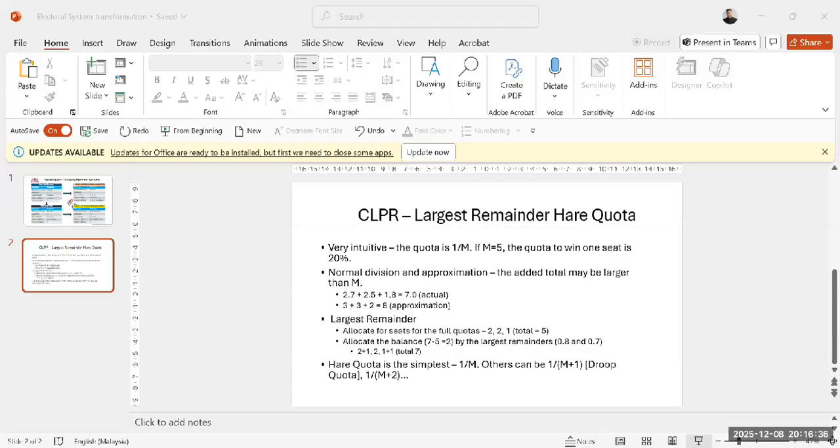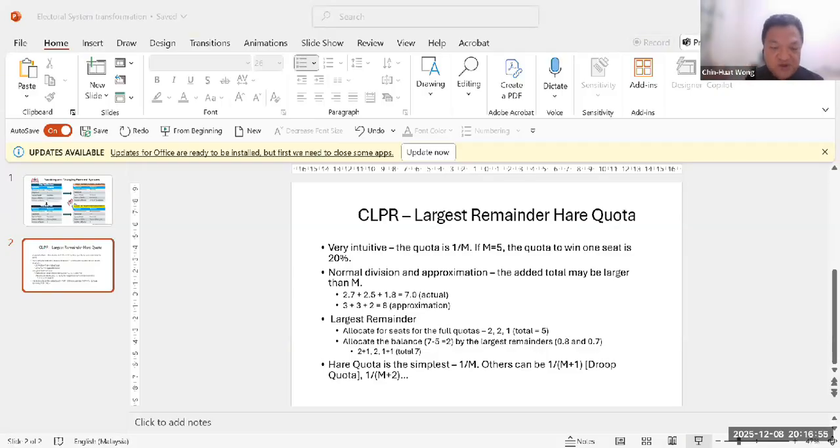Following the largest remainder method, we allocate seats for the full quota: 2, 2, 1, total 5. The balance is 7 minus 5 equals 2, allocated by the largest remainder. So what I want you to see is that we are using the same example on top: 2.7, 2.5, 1.8.